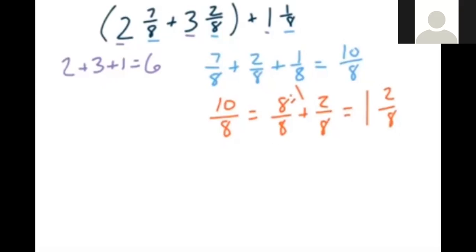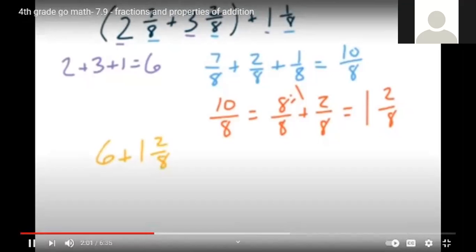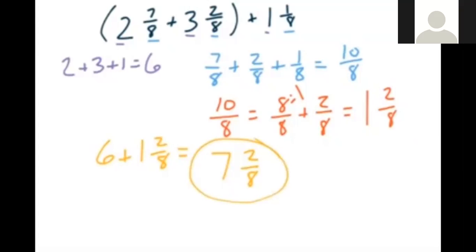Now I have to add 1 and 2/8 to my 6. So I'm going to go over here and say 6 plus 1 and 2/8. And now all I have to do is add my whole numbers together. And when I do that, I get 7 and 2/8, which is my answer.